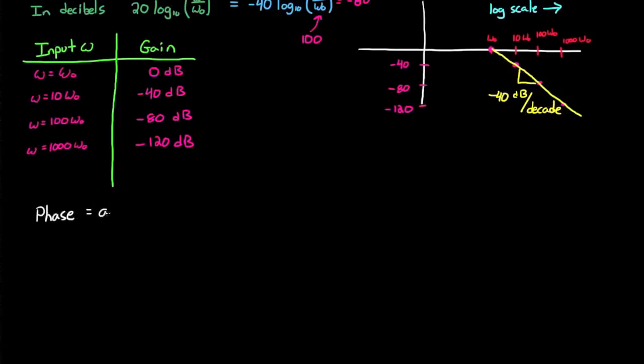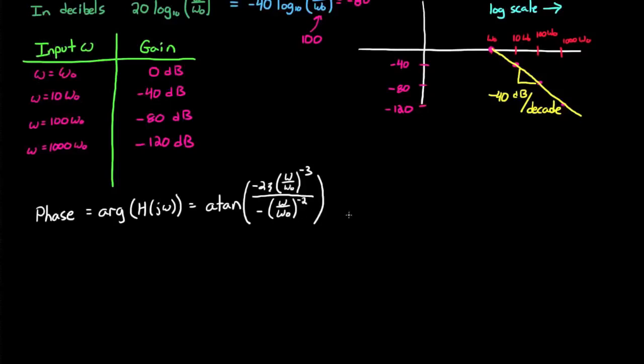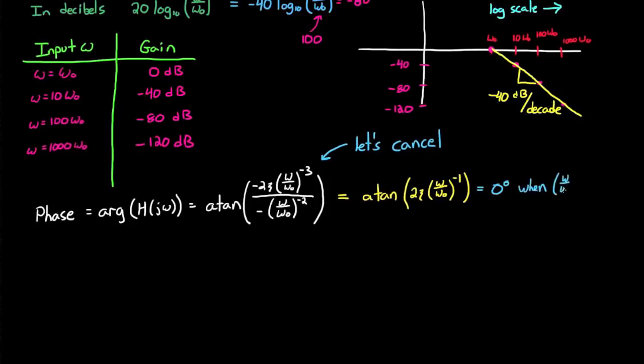So now on to phase. The phase is the arctangent of the imaginary component divided by the real component. And if we cancel terms and simplify, we get the arctangent of 2 zeta divided by omega over omega naught. And this approaches 0 degrees as omega gets larger and larger compared to omega naught. But is 0 degrees the right answer?